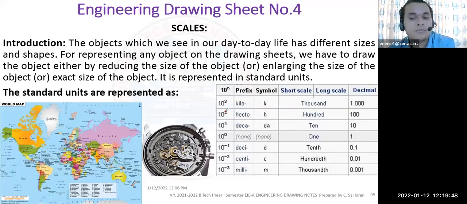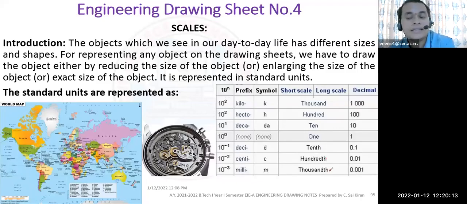Similarly, 10 square, 10 to the power of 2, is called hecto. 10 to the power of 3, we call kilo. If I want to make 10 to the power of minus 1, it is deci. 10 to the power of minus 2 is centi. 10 to the power of minus 3 is milli. It is represented by a tenth, 1 by 10th, 1 by 100th, 1 by 1000.